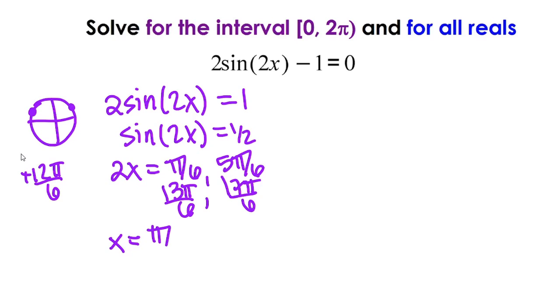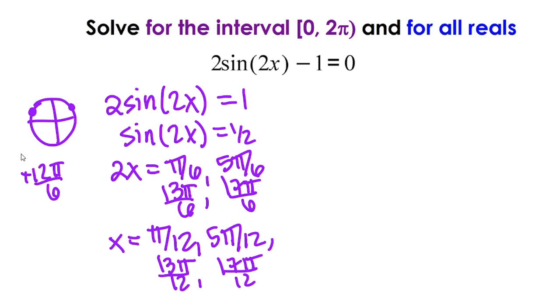So it's going to be pi over 12, 5 pi over 12, 13 pi over 12, and 17 pi over 12. And that's it.